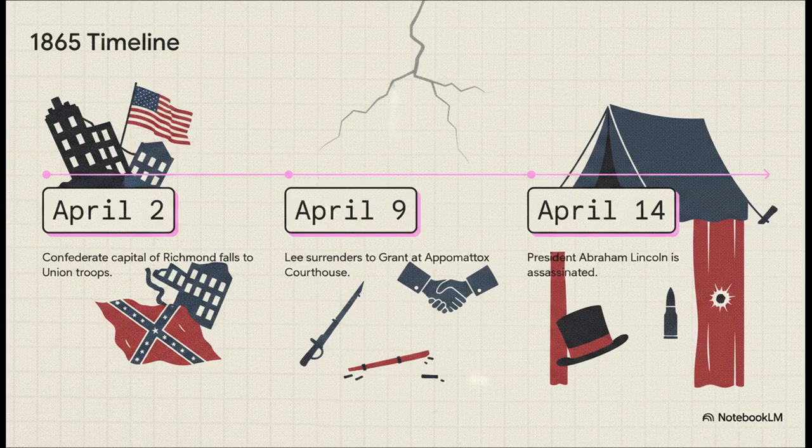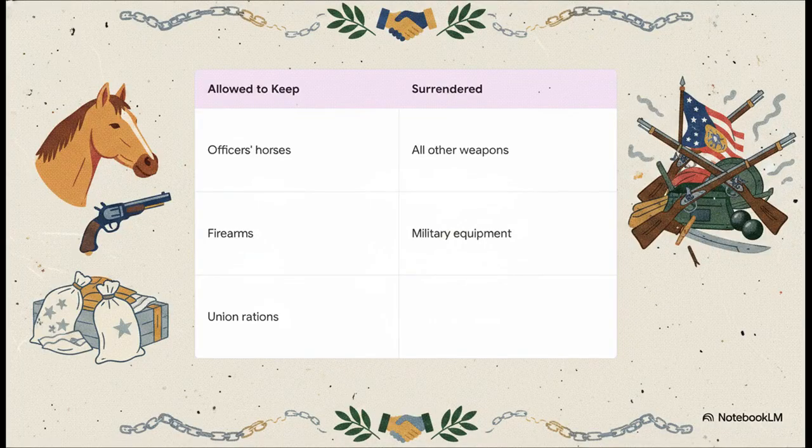On April 2nd, Lee was forced to retreat from Petersburg, and the Confederate capital of Richmond finally fell to Union troops. With his army totally surrounded and out of options, Lee officially surrendered to Grant on April 9th at the McLean House in Appomattox. But the joy of that victory was unbelievably short-lived. Just 5 days later, on April 14th, President Abraham Lincoln was assassinated. But before we get to the aftermath of that tragedy, let's look at the actual surrender terms Grant offered Lee.